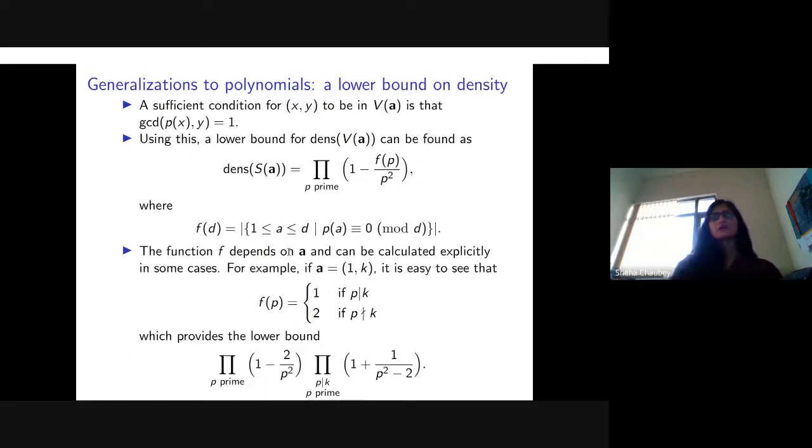Again, this function f will depend on the vector A, and it can be calculated explicitly in some cases. So for example, if you take your vector A to be 1 comma k, the polynomial is just x squared plus k times x, right? In that case, f of p is 1 if p divides k, and it's 2 if p does not divide k. And because you have an explicit value of f, you can easily compute that product above, and it can be written in this form.